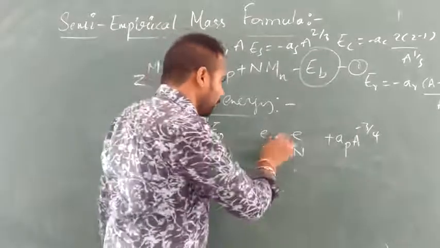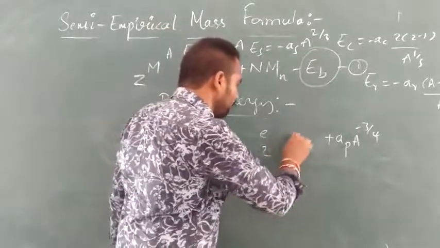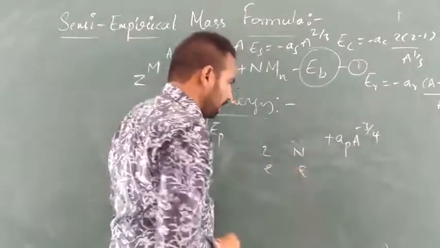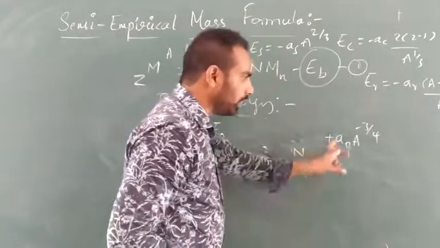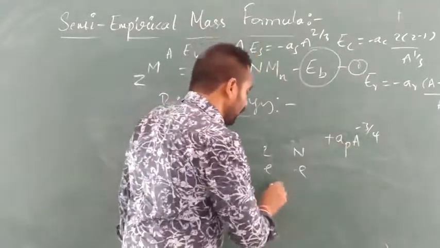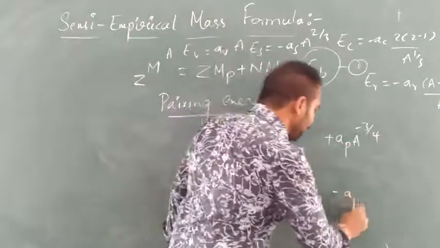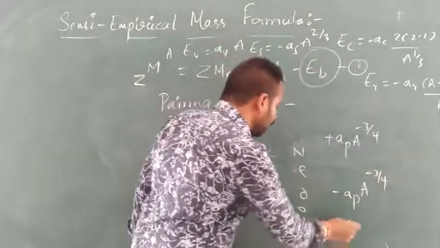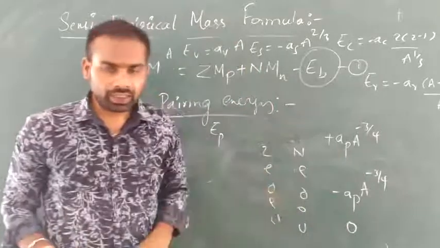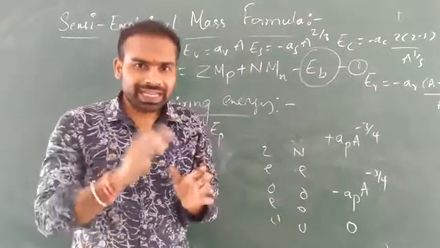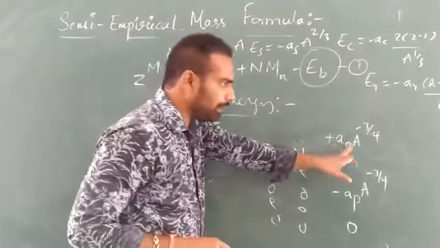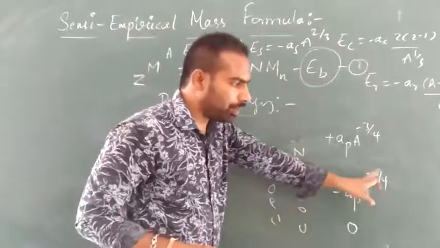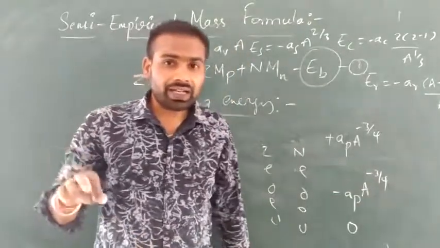If the protons and neutrons are both even, then it is plus A power minus 3 by 4. If they are both odd, it is minus A power minus 3 by 4. If it is even-odd or odd-even, the value is 0. Nothing but: if the number of protons and neutrons are both even, the value is plus A power minus 3 by 4; if both odd, it is minus A power minus 3 by 4; if even-odd or odd-even, it is 0.